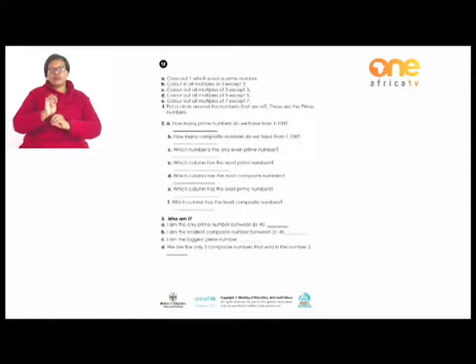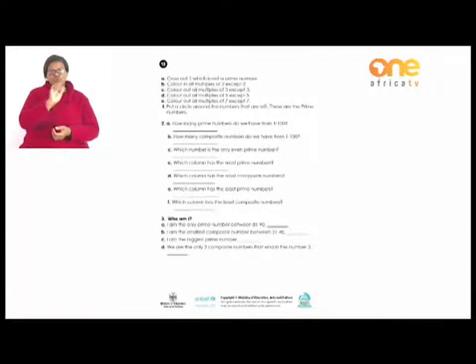Now, if those numbers that you are encircling right now are your prime numbers, then obviously it means the rest of the numbers will be composite numbers. Okay? So I want to encourage you to do this, take your time, and make sure that everything is correct. Because once you are done with that activity, it will help you to answer question 2 of this activity. So let's look at question 2.